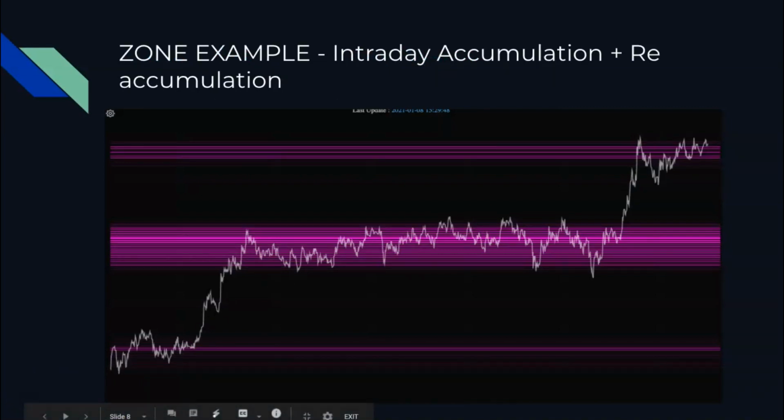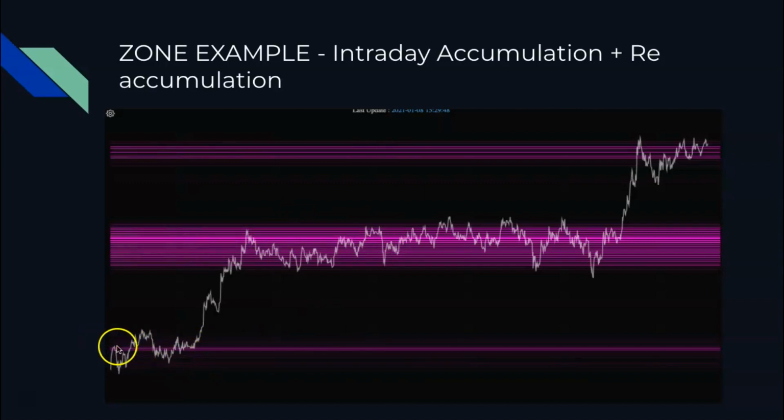Now let us look into the example of intraday accumulation plus reaccumulation. Basically, if you are enabling zones in the smart index tool, this is how it looks. This is the Nifty 15-second chart, and these horizontal lines are plotted based on the volume, time and order flow. So if there is any institutional activity, you will see pink color like this.